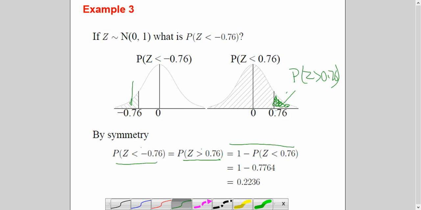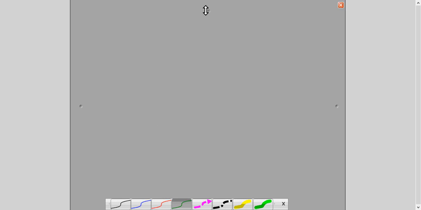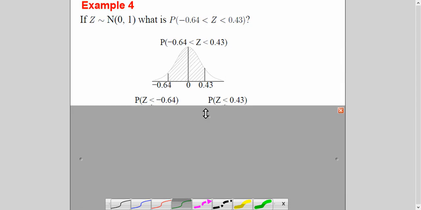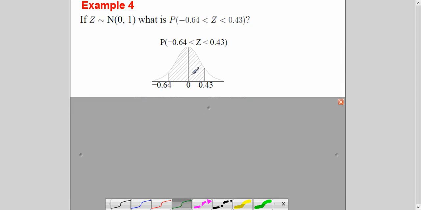Now last example. If you have to find out the probability which is between two limits, like here it is saying z is greater than minus 0.64 and less than 0.43. This is plus z, this is minus z. So roughly you will always sketch, right? This will give you an idea if you're interested in this area, this probability.